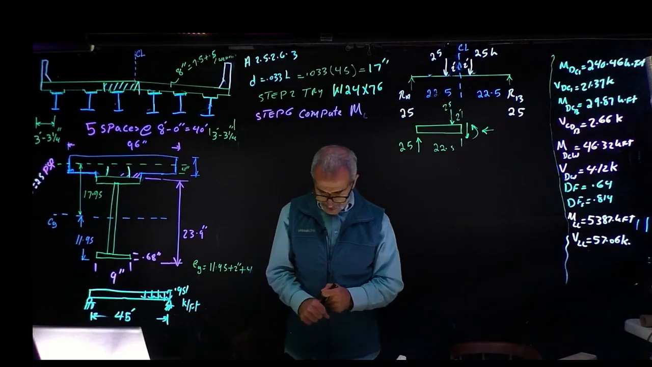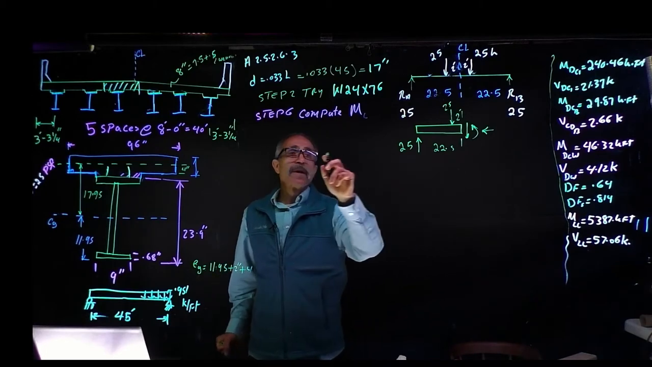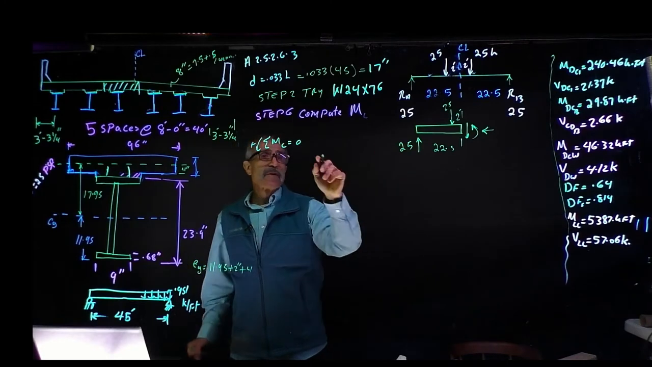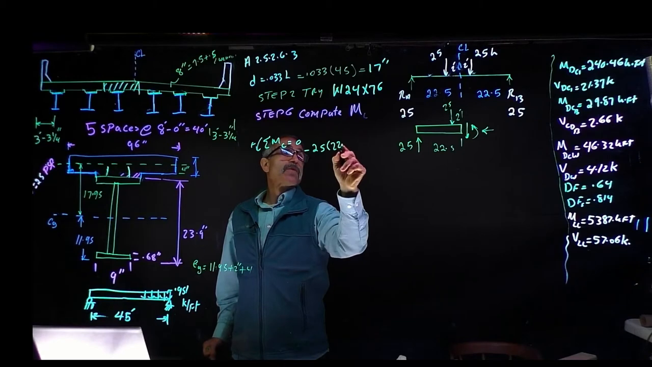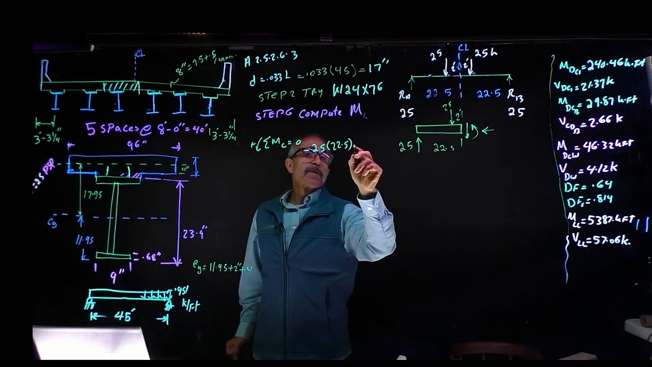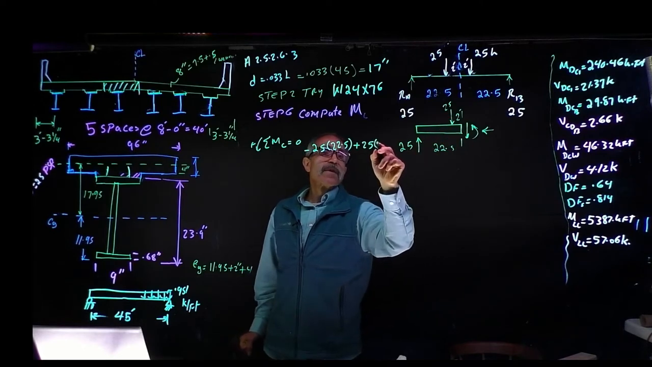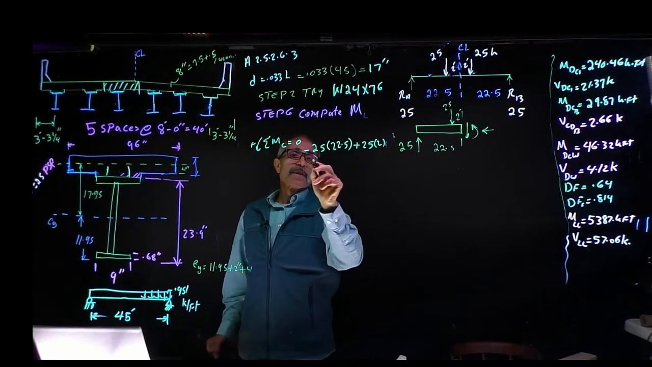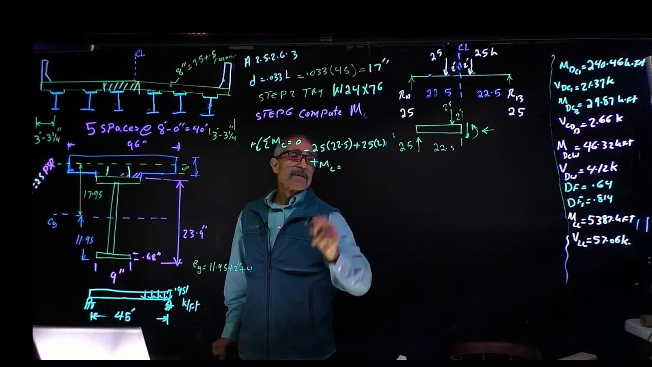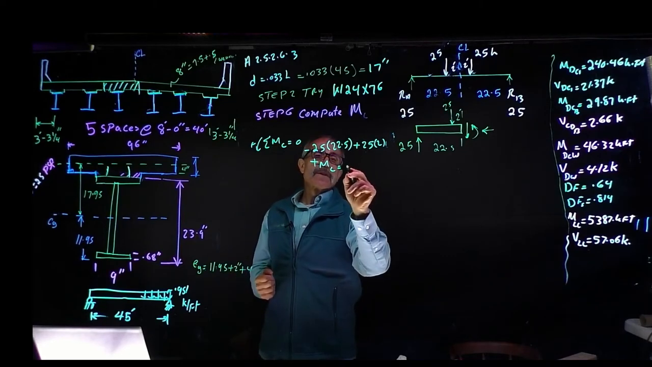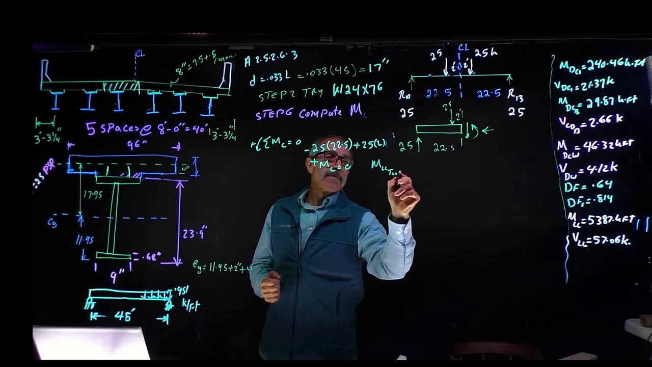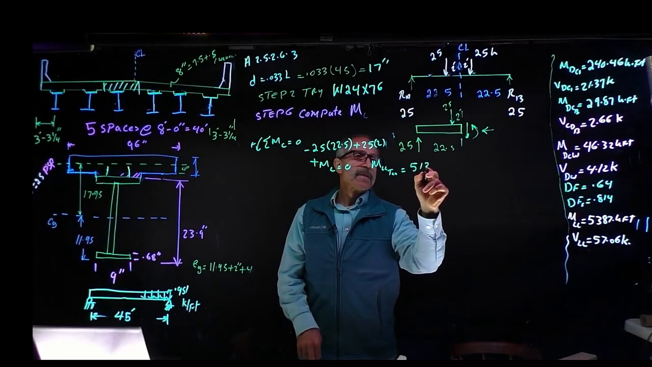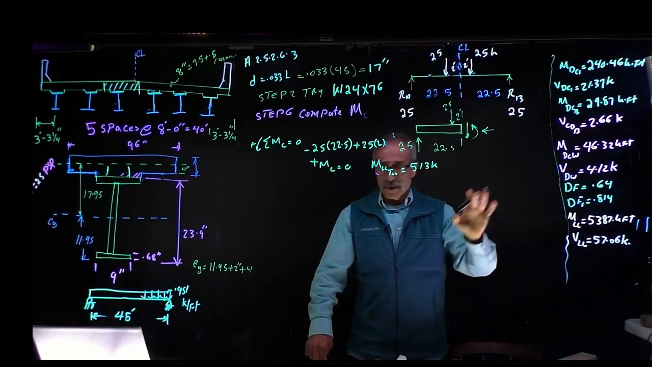So now we're going to calculate the maximum moment about this point. Summation of moment about point C is equal to 0. I'm going to have 25 going this way, minus 25 times 22.5, and then I have 25 plus 25, which is this one right here, times 2 feet. Oh, no, not equal 0. Plus MC, in this case is the MLL for tandem, equals 0. So MLL tandem comes out to 513 kips, and so this will control.